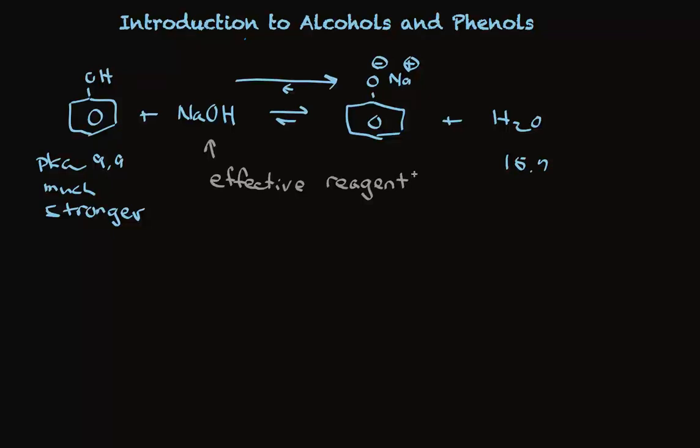So, bottom line, alcohols and water are of similar acidity, and it takes a very strong base, something very different from sodium hydroxide, to make alkoxides. On the other hand, phenols are much more acidic than alcohols because the conjugate base is much more stable than an alkoxide. And so sodium hydroxide is an effective reagent for making a phenoxide.